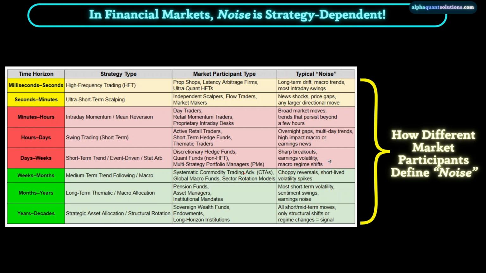seen as low-frequency noise. Moving now to medium-term strategies, spanning a few weeks to a few months in terms of time horizon, what we see here is that short-lived volatility spikes and choppy reversals are just seen as distractions, because these type of events tend to hide the longer moves that these traders are trying to ride.